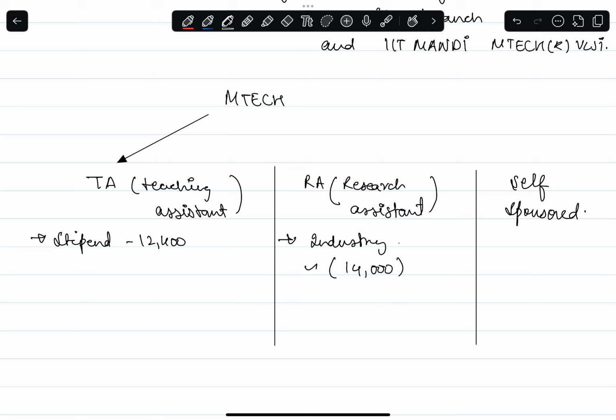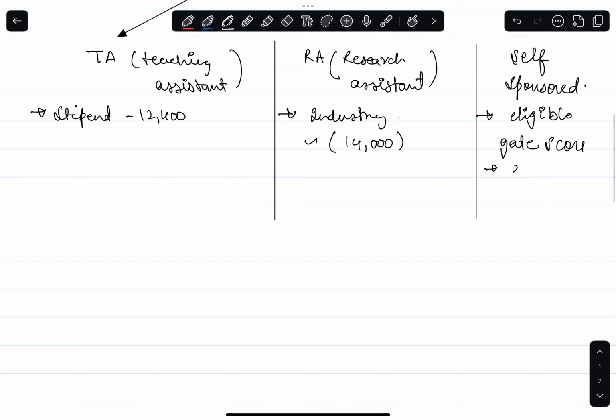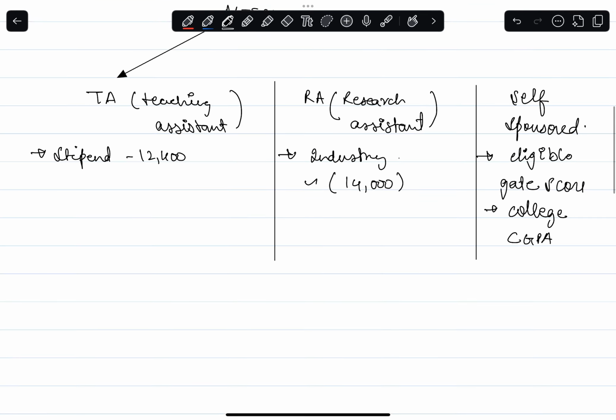The self-sponsored category is basically the category in which you are not given any GATE, or you don't have any eligible GATE score, but you still want to get an IIT MTech seat. In this, we usually have college CGPA as a criterion for shortlisting. I will talk more about this.